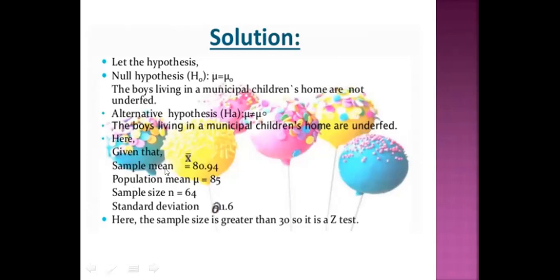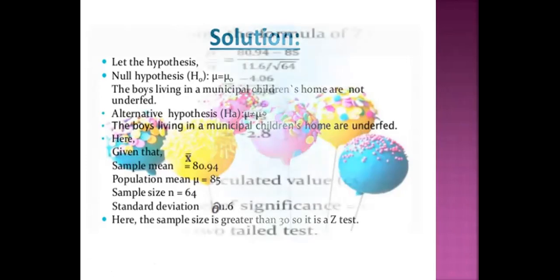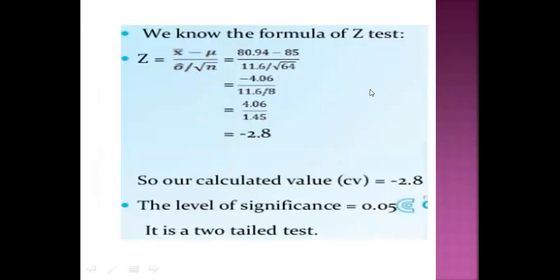Given that the sample mean is 80.4, population mean 85, sample size is 64, standard deviation is 11.6, the sample size is greater than 30, so we apply the z-test. Since the population mean is given, we apply the one sample z-test. After applying the formula, the value comes to minus 2.8. So our calculated value is minus 2.8, the level of significance is 0.05 and it is a two tail test.